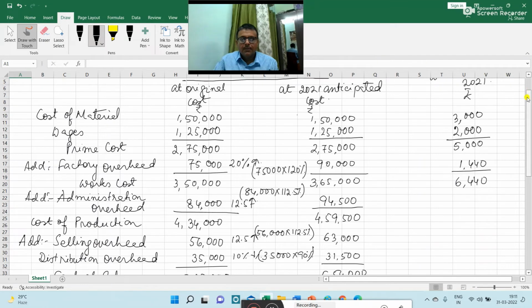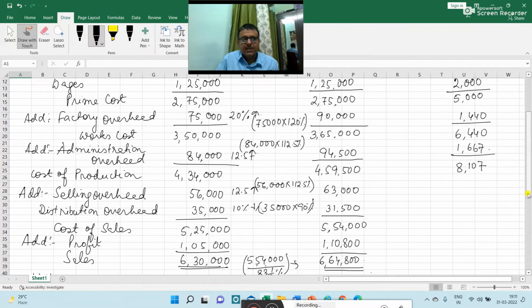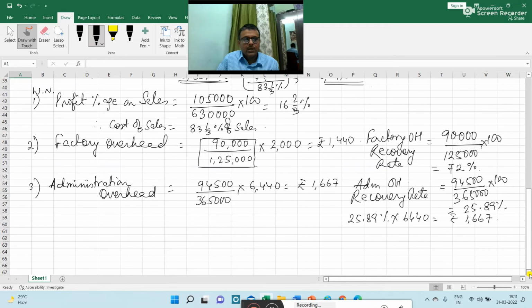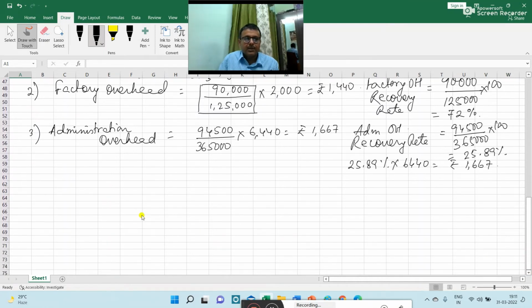So by writing here 1667, beside the administration overhead, I am getting the cost of production, estimated cost of production rather, 8107. Then you have to calculate the estimated selling overhead and the distribution overhead. So here I am writing in the working note, I am calculating both this figure together.